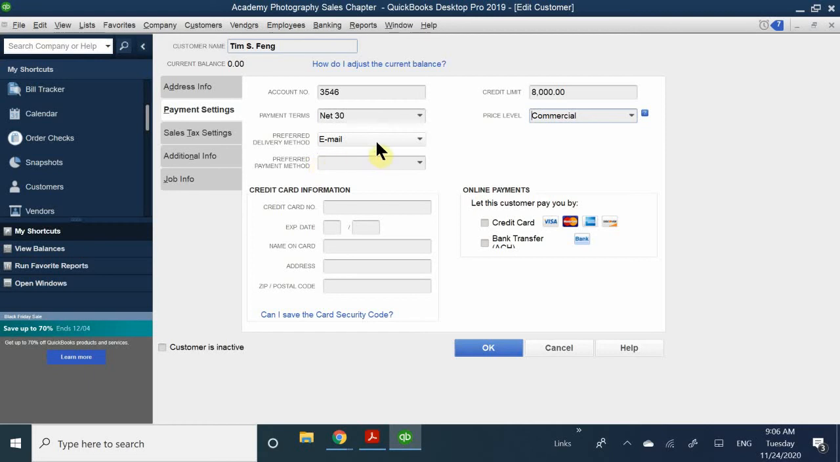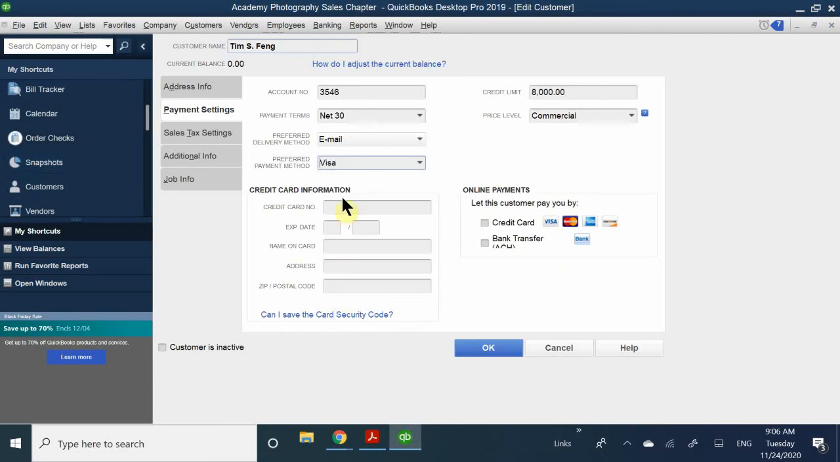Well, this is the delivery method, okay? The payment, okay, so preferred payment method, okay? So here we can choose how Mr. Tim Feng pays. And in this case, he pays by Visa. Okay, so he pays by Visa.